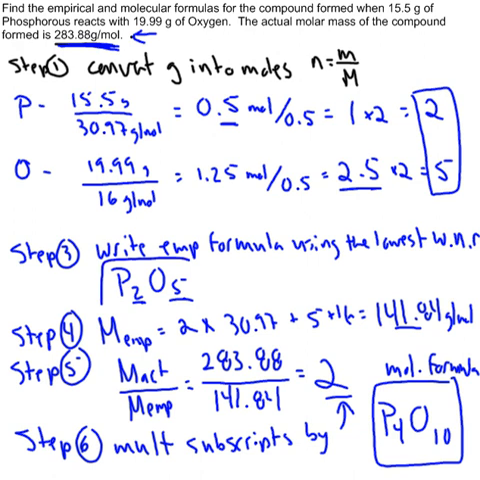The empirical formula is just the lowest whole number ratio. For the molecular formula, that ratio should be preserved. However, it'll be the true formula. If you could actually see this compound, you would count 4 phosphoruses and 10 oxygens.